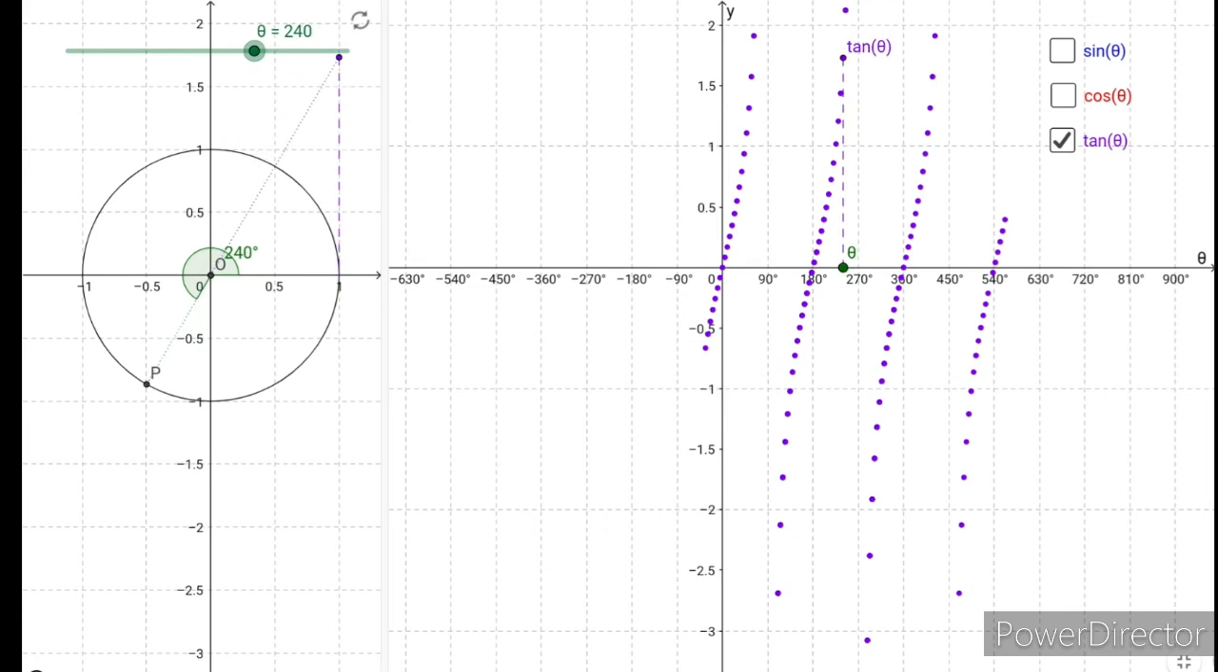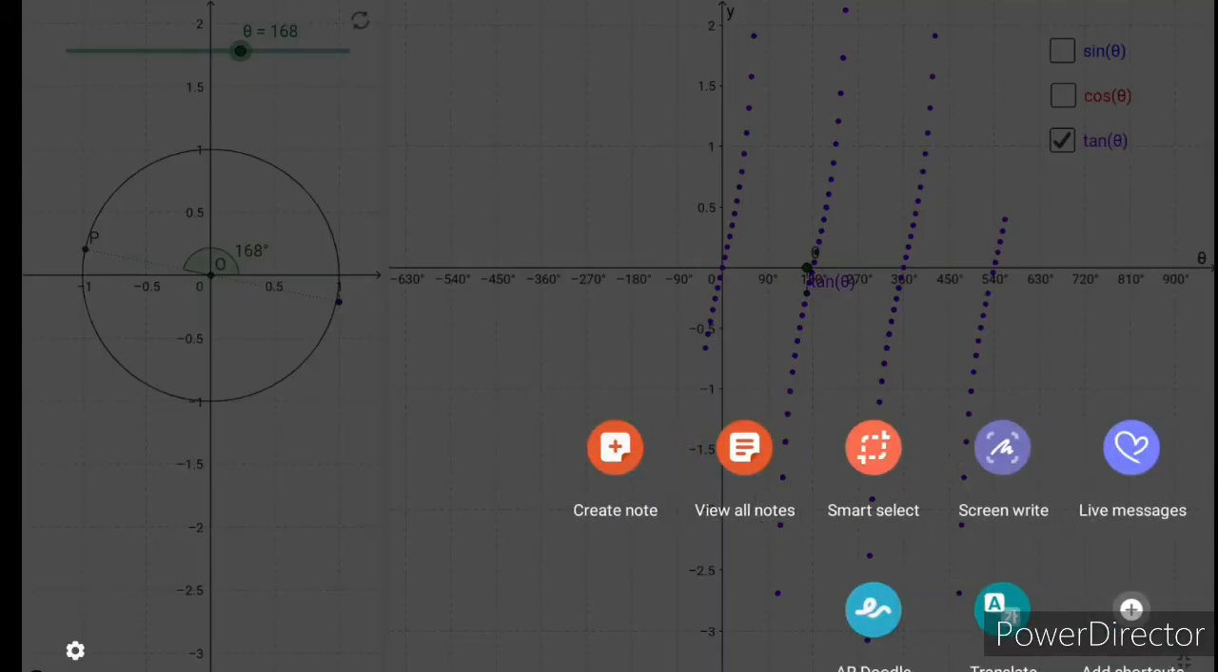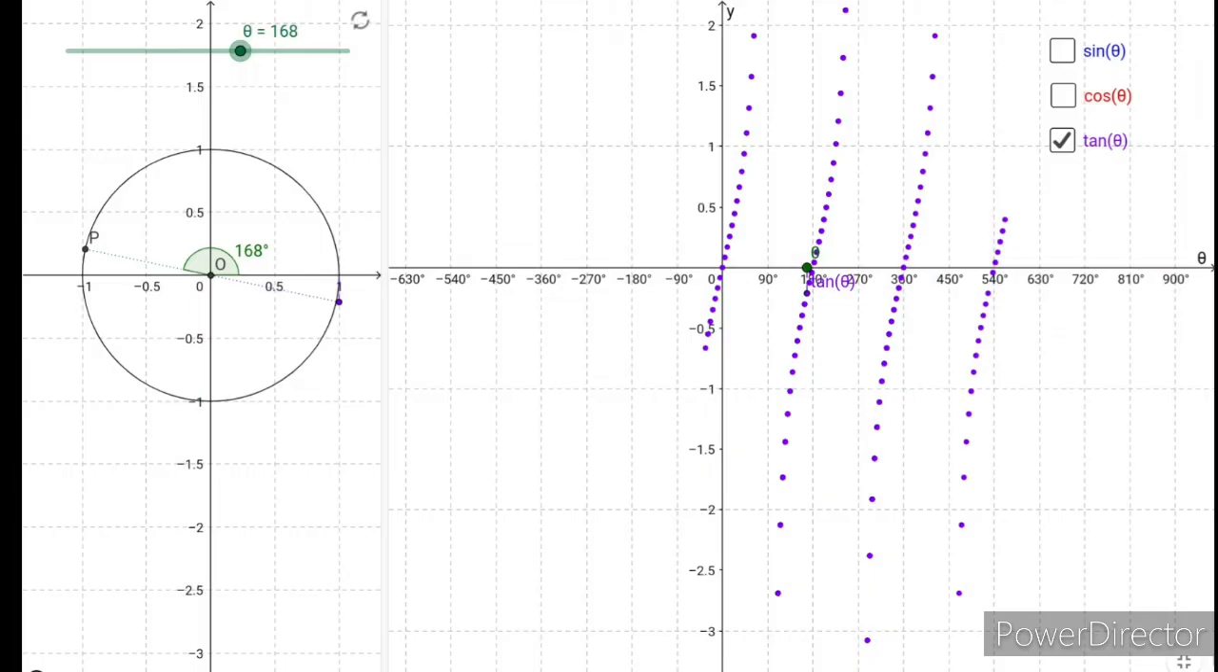If you observe, the period of tan theta is 180 degrees, not 360. Whereas for sin theta and cos theta, the period is 360 degrees, which is 2 pi. But for tan theta it is pi, because from 0 to 90, it goes from 0 towards infinity. At 90, it becomes undefined. Again, after 90, it keeps on increasing from minus infinity to 0.